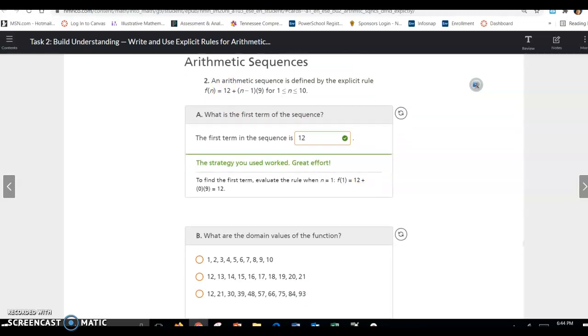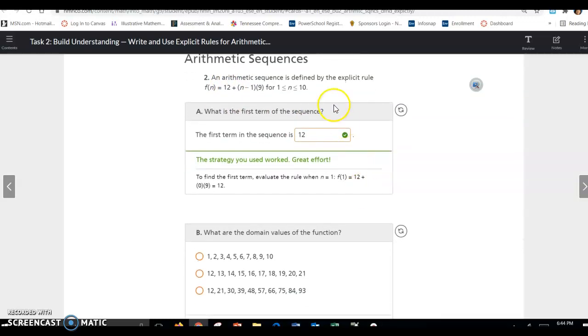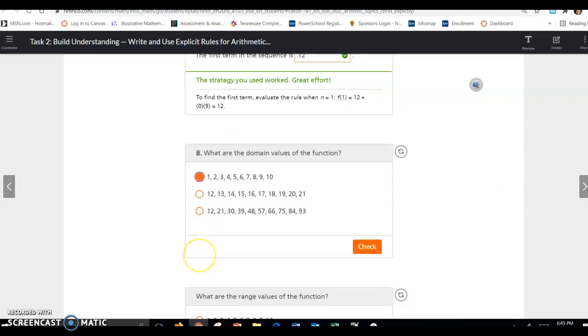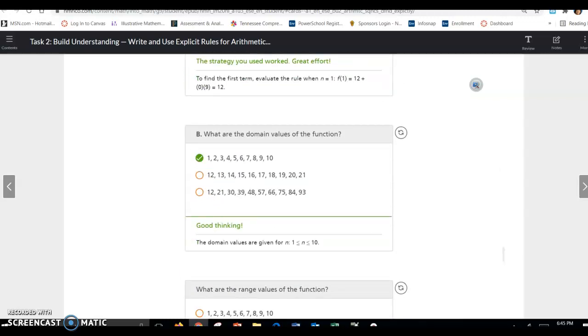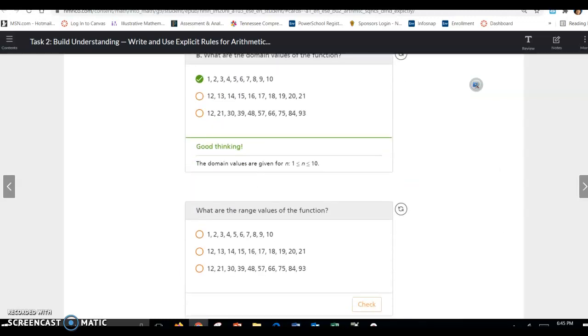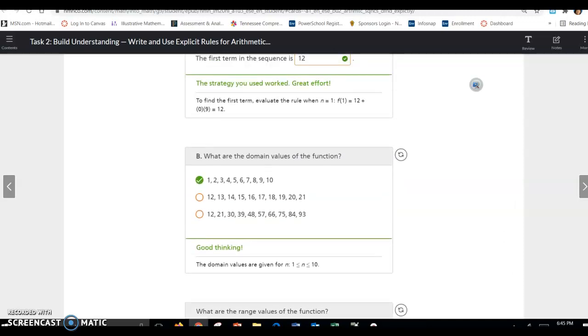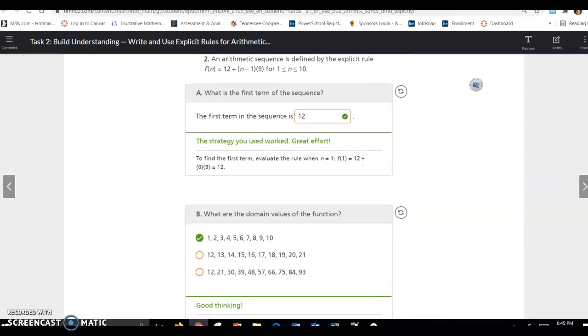And then it says, what are the domain values for the function? Well, it says all n between 1 and 10. So we're going to use numbers between 1 and 10 for my domain. And then it says, what are the range values? All right, for the range, you're going to substitute 1 into the formula. 1 minus 1 is 0, so that would just be 0 plus 12. So 12 will be the starting point of your range.